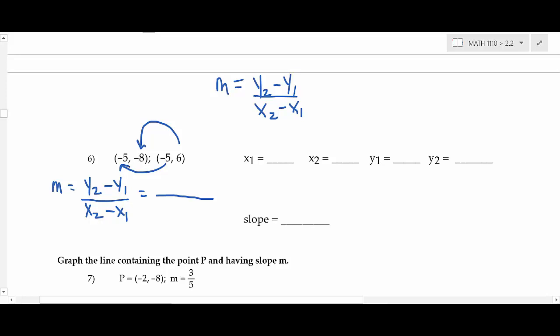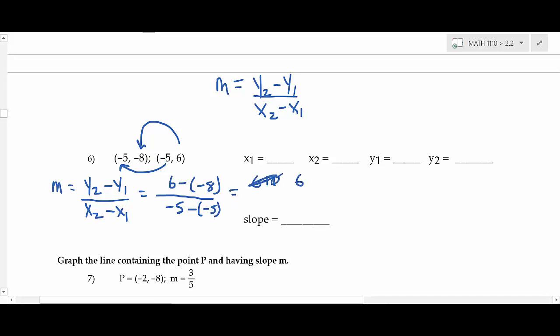So we got anything? What do you got? Undefined. You should have got 0 in the denominator, right? So all you have to show on your paper is you're just doing 6 minus -8. Now, if you did it backwards, it's okay. If you do -8 minus 6, that's fine. Then for the run, I'm doing -5 minus -5 like that. So that's 6 plus 8.